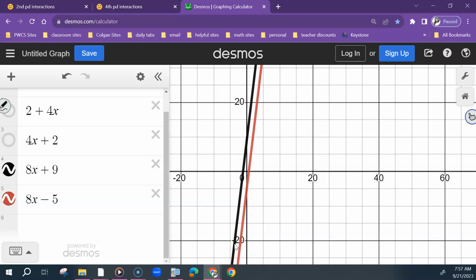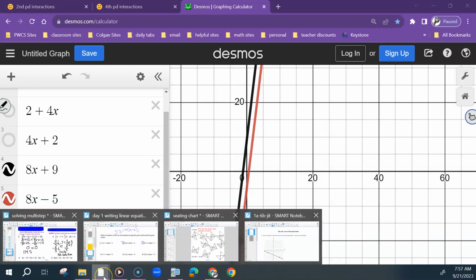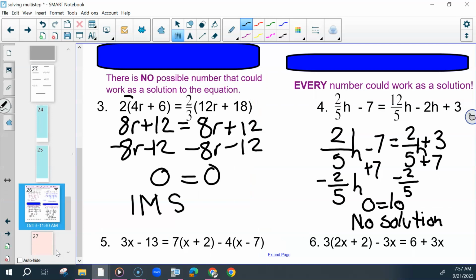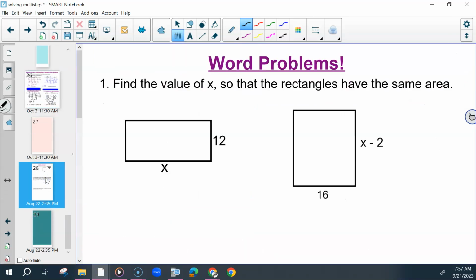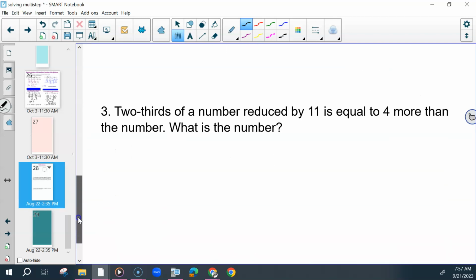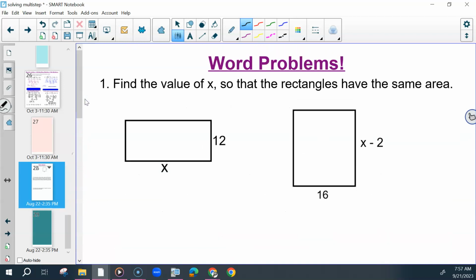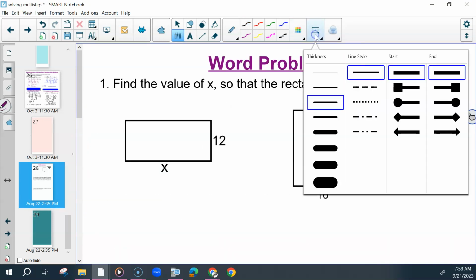Right? Go on to the next page in your notes. So these are more word problems, but more so with solving equations with variables on both sides. So we'll do, if we have time, all three, if not, as many as we can.